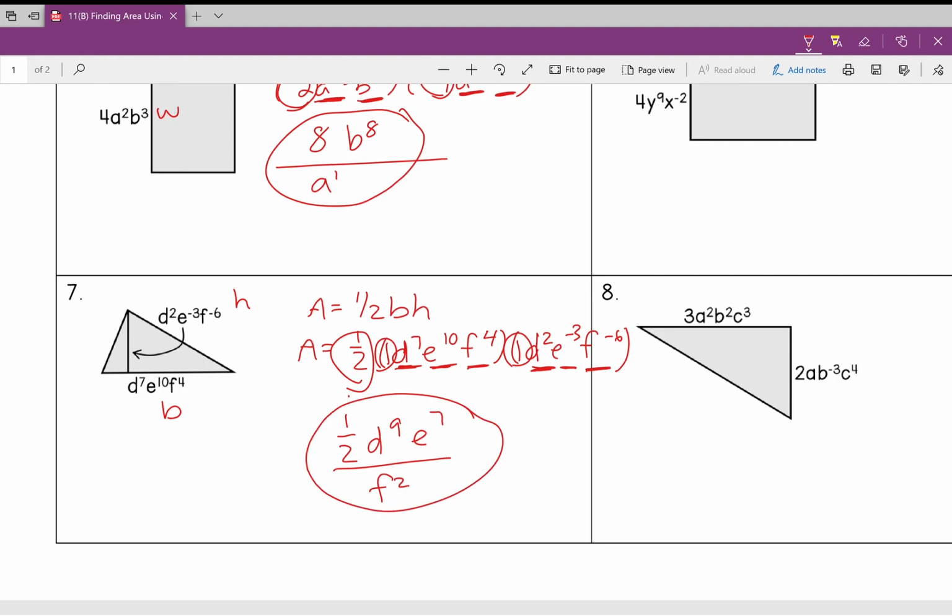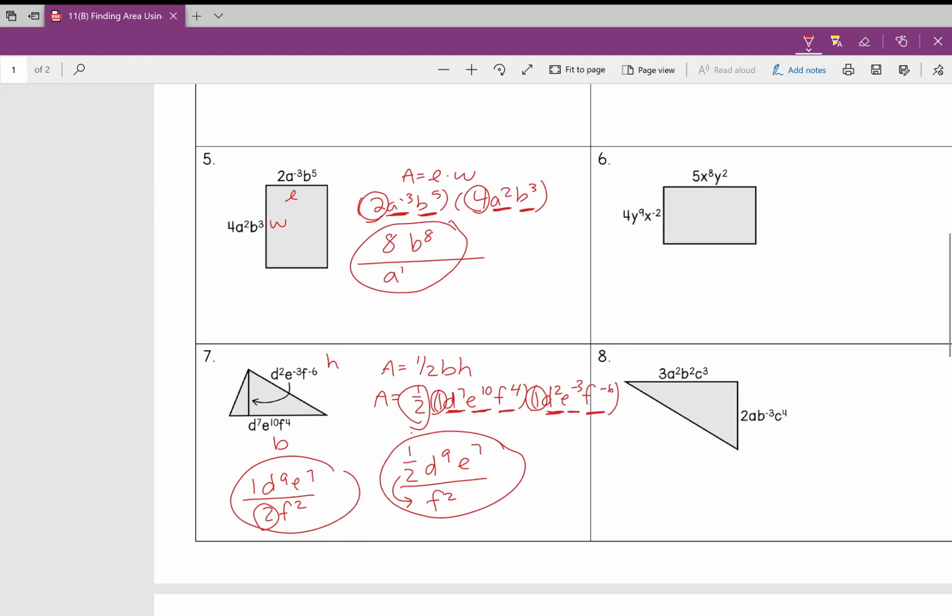That's our answer. This 1/2 right here technically can look like this. So let me rewrite this so it looks a little better. This should have been 1 d to the 9th e to the 7th over 2f squared. See what I did is I took that bottom part of the 1/2 and I moved it to the bottom. So now it's down there. Then it just looks a little better. Okay, so that's the odds on that side.